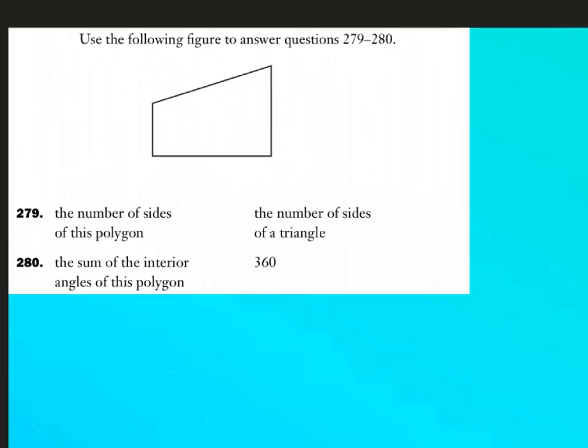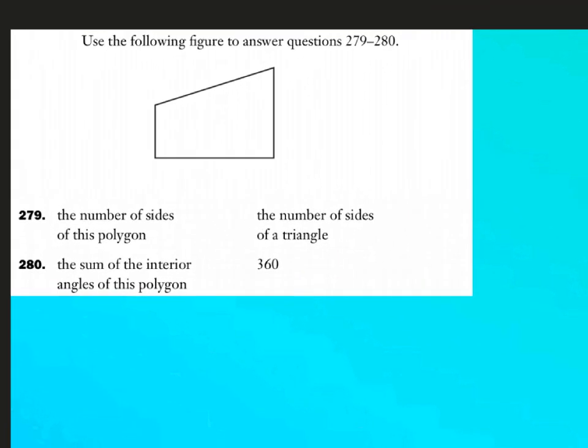Now this is the next question. There's a diagram given to us for the two parts, for the two questions. In the first part, they're saying the number of sides of this polygon is quantity A, which clearly is 4. Number of sides of a triangle, which is clearly 3. So obviously 4 is more than 3. So quantity A is more than quantity B. Hence the answer is A.